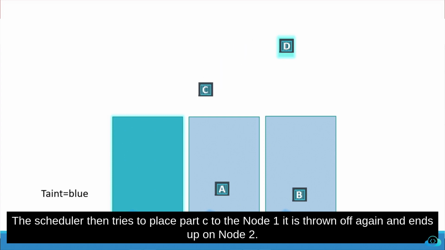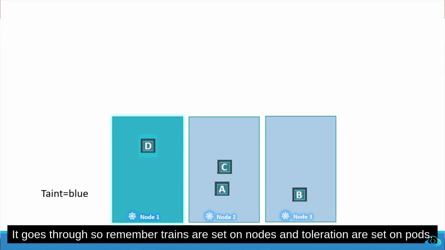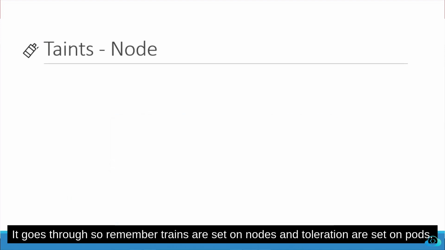The scheduler then tries to place pod C on node 1, it is thrown off again and ends up on node 2. And finally, the scheduler tries to place pod D on node 1. Since the pod is tolerant to the taint on node 1, it goes through. So remember, taints are set on nodes and tolerations are set on pods.